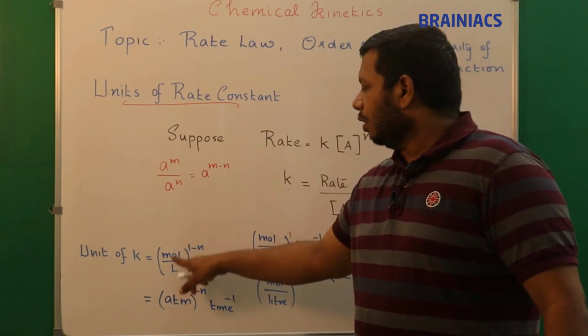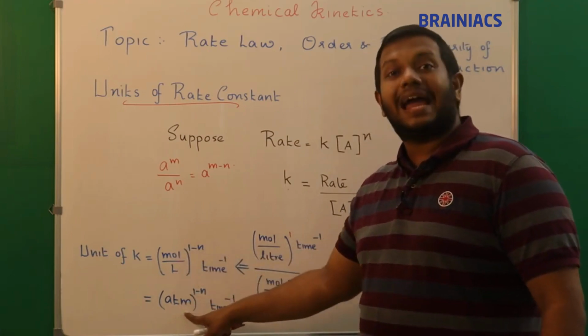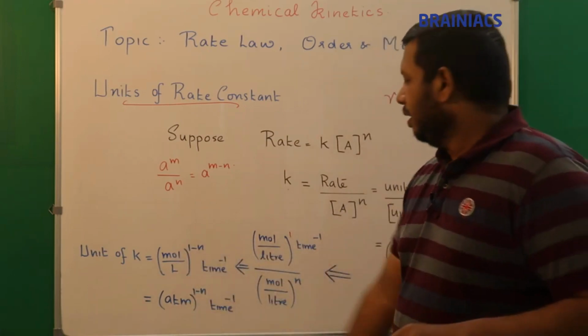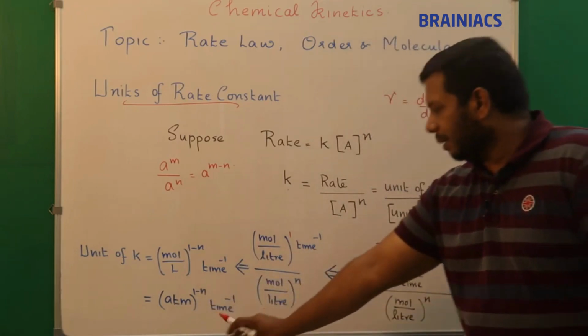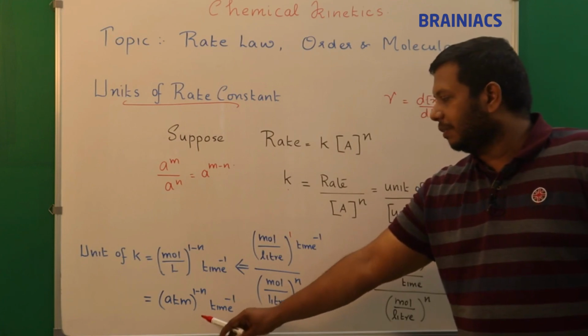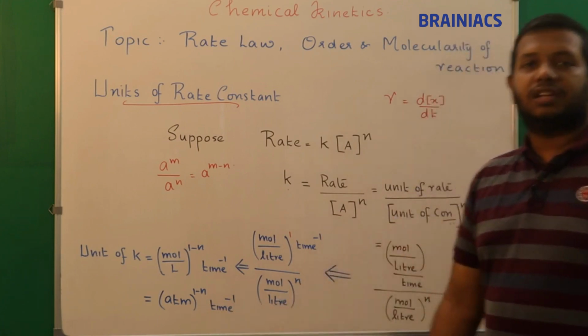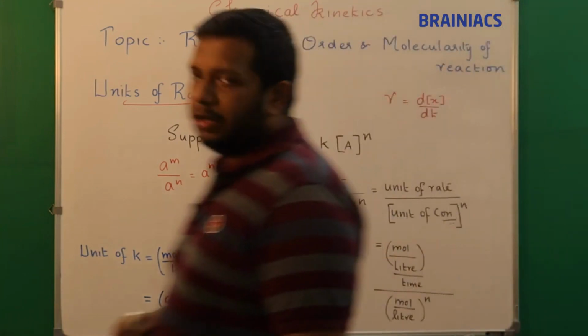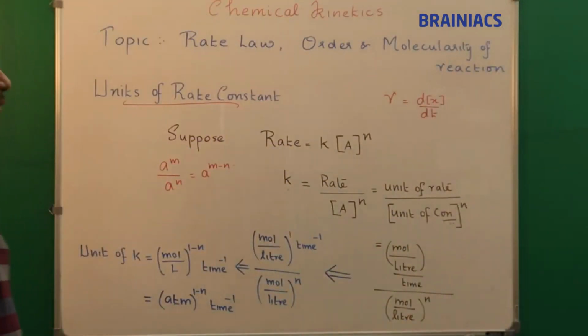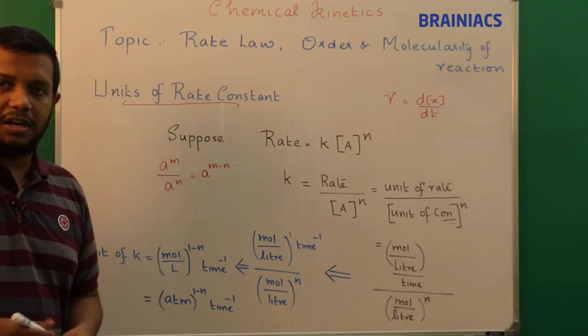So in that case, mole per liter can be replaced by the quantity atmosphere, which is the unit of pressure. So atmosphere raised to 1 minus n, time raised to minus 1. This is applicable for gaseous reactions. Please remember, this is applicable for gaseous reactions. Okay, so this is about the units of the rate constant. If you have any doubt, please let me know.